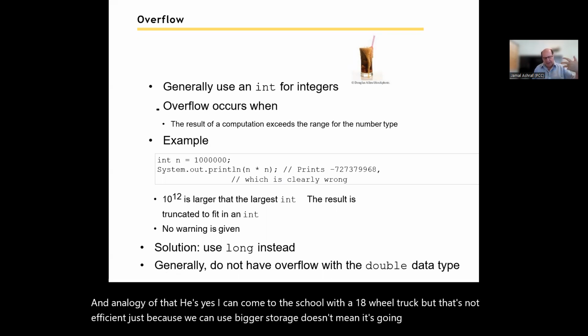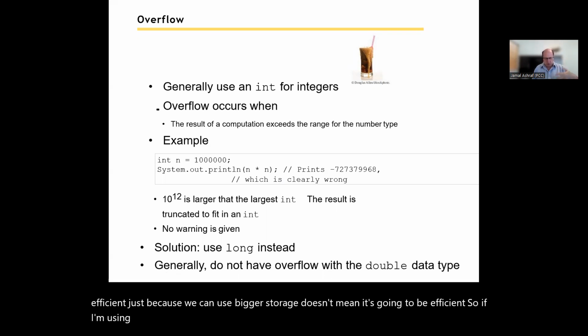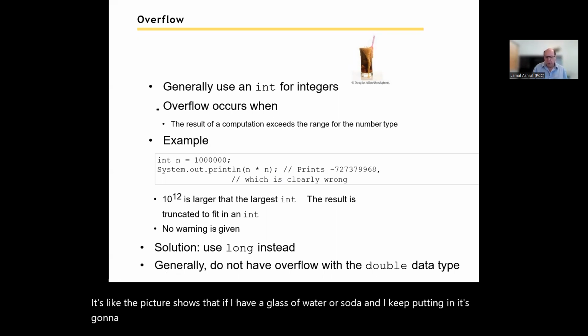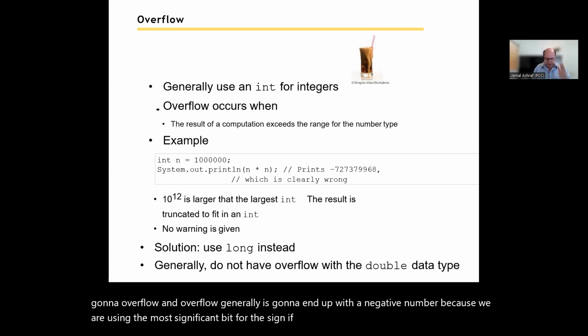So if I'm using int or byte or short, they have limited space. And eventually we can go outside of the space, just like the picture shows: if I have a glass of water or soda and I keep pouring in, it's going to overflow. And overflow generally is going to end up with a negative number because we are using the most significant bit for the sign. If it's 1, it's going to be negative. If it's 0, it's positive. I don't want to go into the details of it.